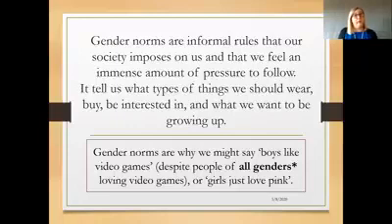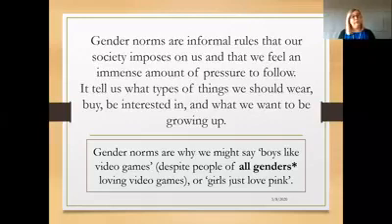Gender norms and those informal rules are really hard to pin down because they're different in all societies, but also they're so unwritten that they're just expected over time. So it's really difficult to identify them. But the challenge is when we can identify them, what we can do is we can change our behaviour. If we can't identify them, it makes it much more difficult to change or challenge behaviour. So gender norms are things like what we might say are boys like video games or girls just love pink.